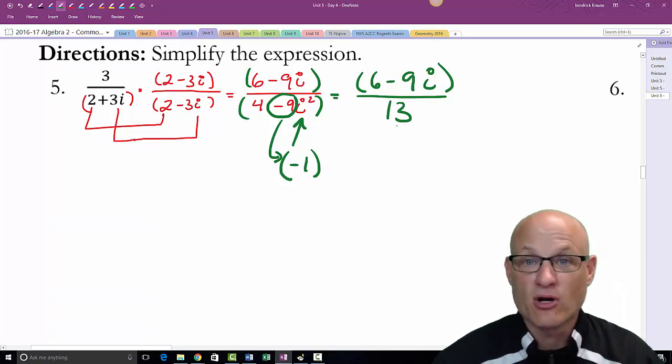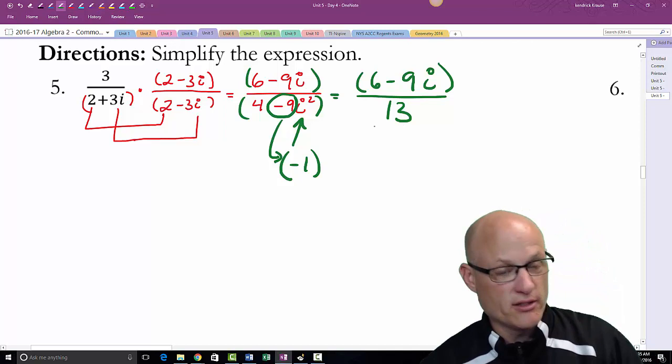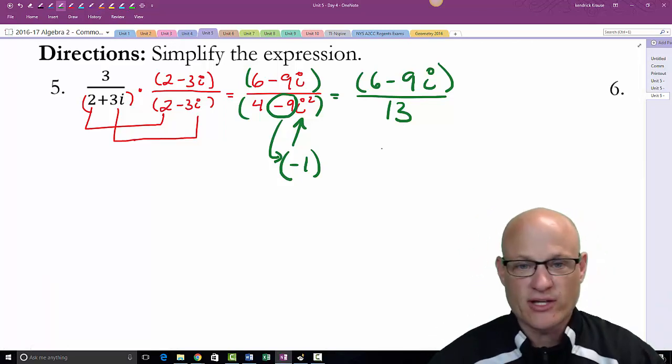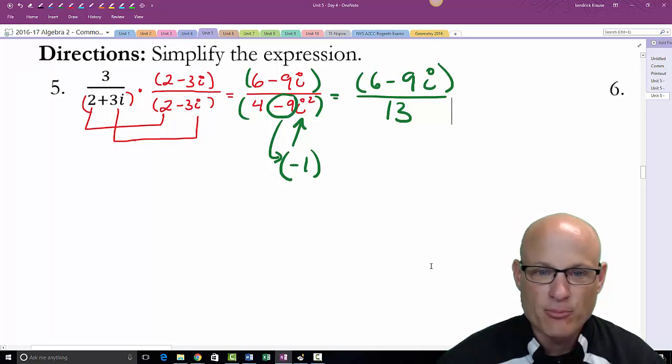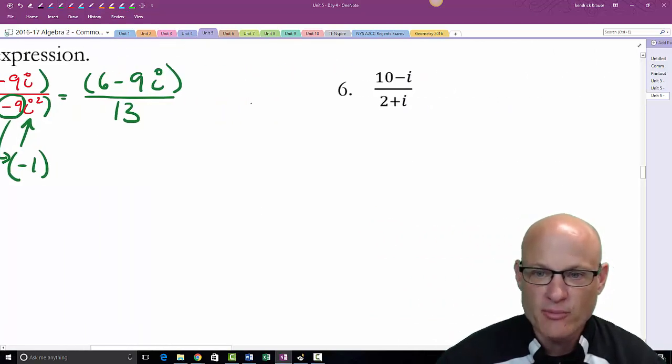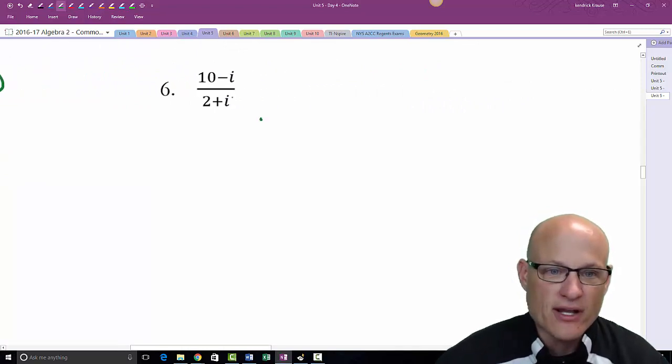Of course, my answer key is wrong, so I'm going to have to go over here and make a little note in my answer key so I know to go back and fix it, because that's embarrassing. I accidentally put a plus there. So embarrassing.